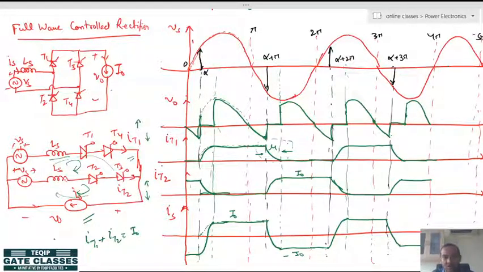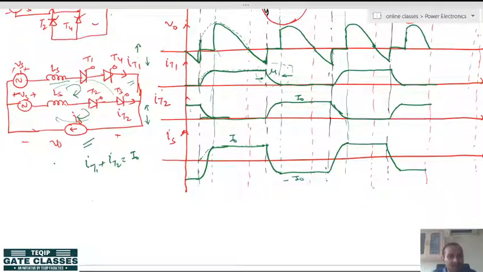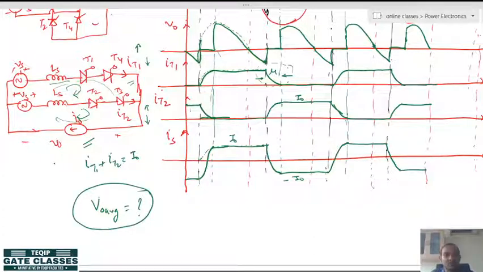Now we will continue with the source inductance, and we can do its analysis also. I am giving you a task: please find out the average output voltage in case of source inductance, and please post this answer in the comment section, because GATE people have given a few questions based on the effect of source inductance also.